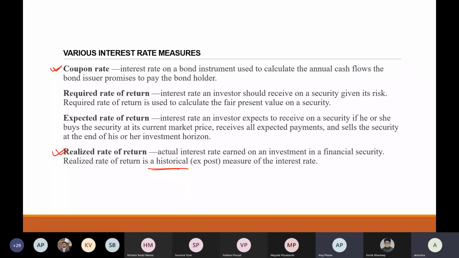Expected means you are assuming... let's say if you are investing for 10 years, and right now your benchmark is, let's say, a bank, and the bank interest rate is 7%. Hypothetically, we are assuming. Why 7%? Because this is the best available option. Let's say you are considering two options: one, whether to go and deposit your wealth in a bank, or going and buying one bond, let's say this SBI bond.